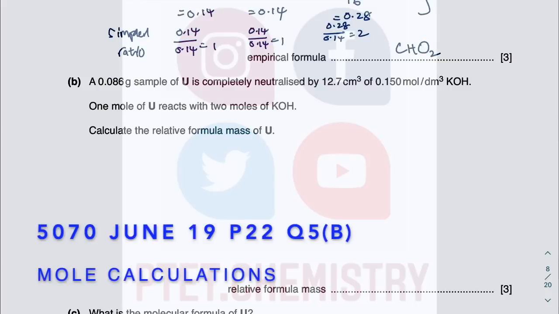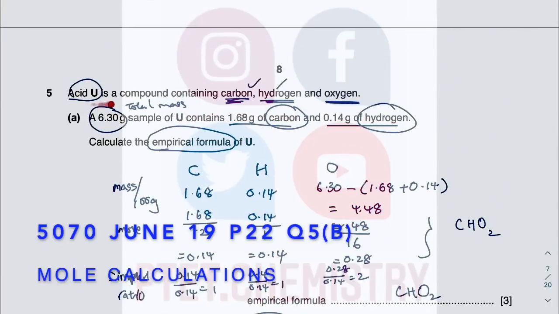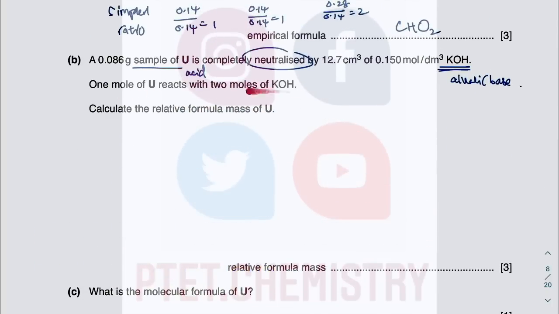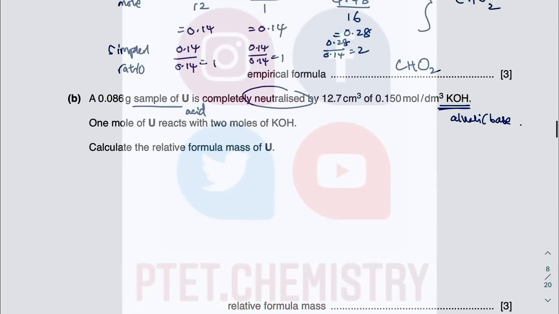Now, they say a sample of U is completely neutralized by potassium hydroxide. This is an alkali, or you can think of it as a base. That's because U is an acid. Again, you should read the question. All right. Now, 1 mole of U reacts with 2 mole of KOH.